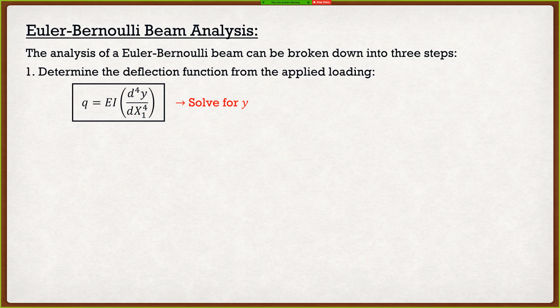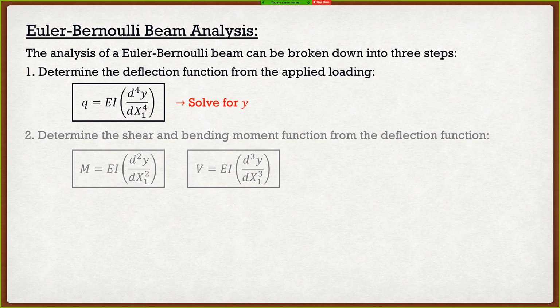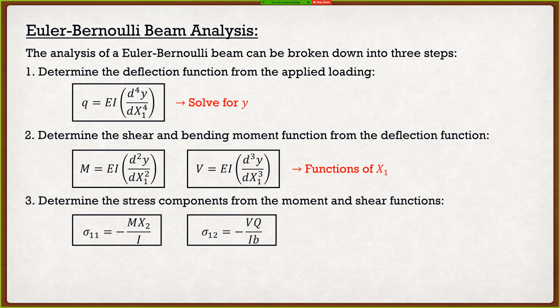Now that we know what y is, what our deflection function is, we can now determine the shear and the bending moment function because they are just functions of y. So once we know what y is, we can figure out both M and V. And these are going to be a function of simply x1. And from there, since now I know what the moment and the shear is, I can find those stress components. Because if we look at sigma 1,1, it has the moment function, which we just solved for. If we look at sigma 1,2, it has the shear function, which we just solved for.